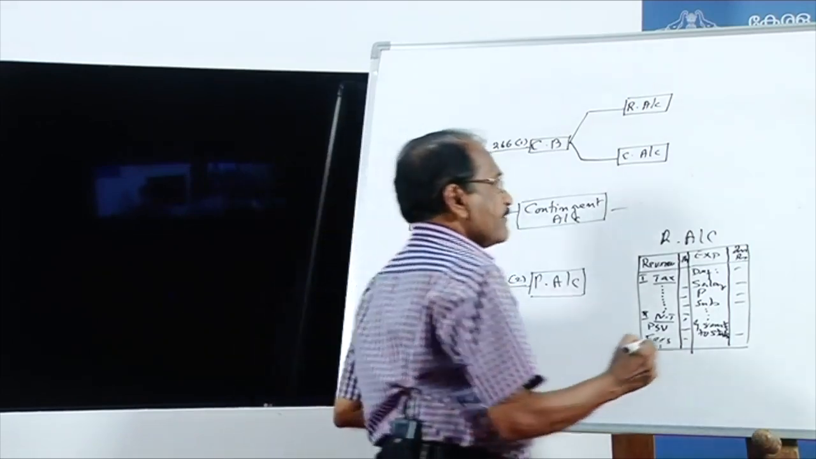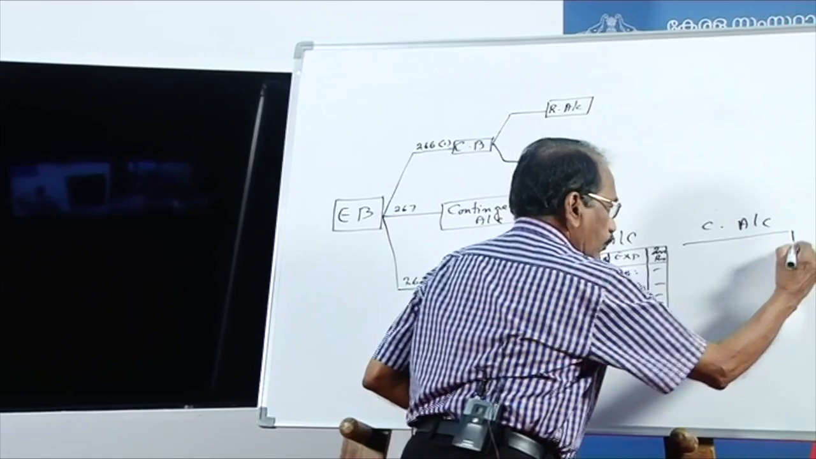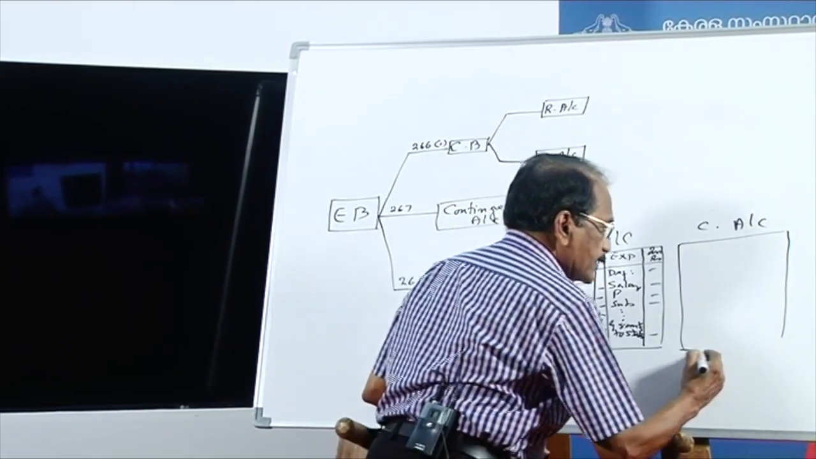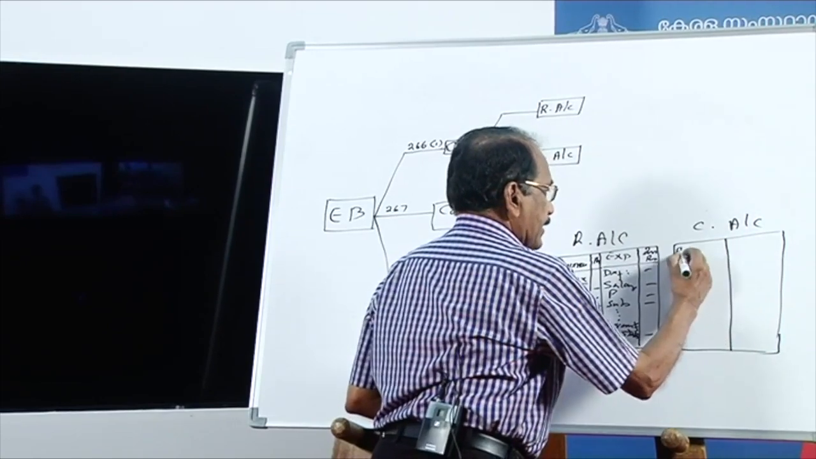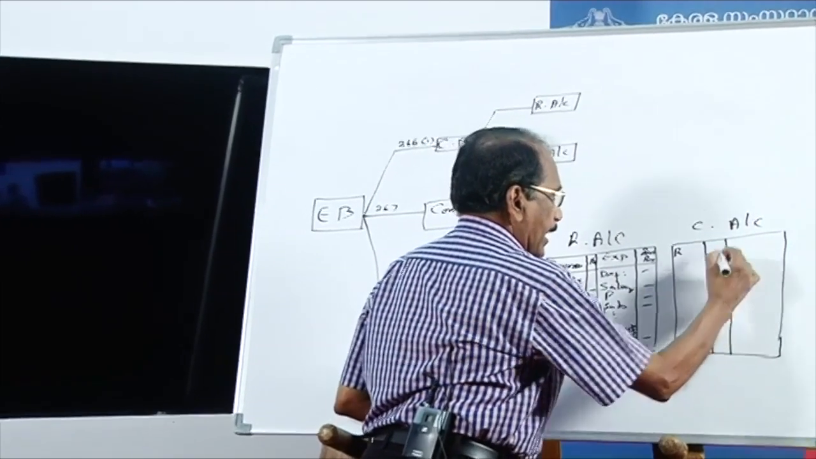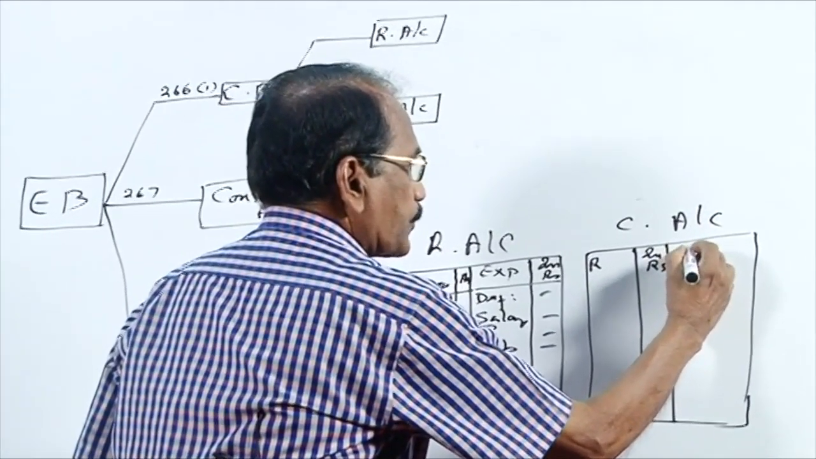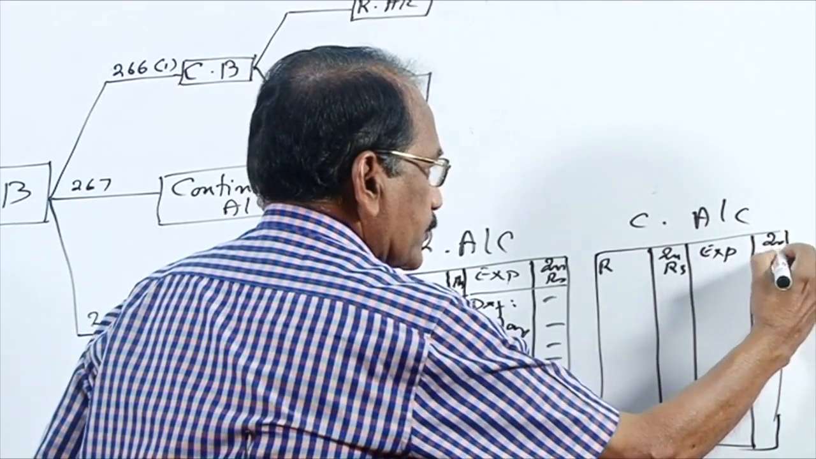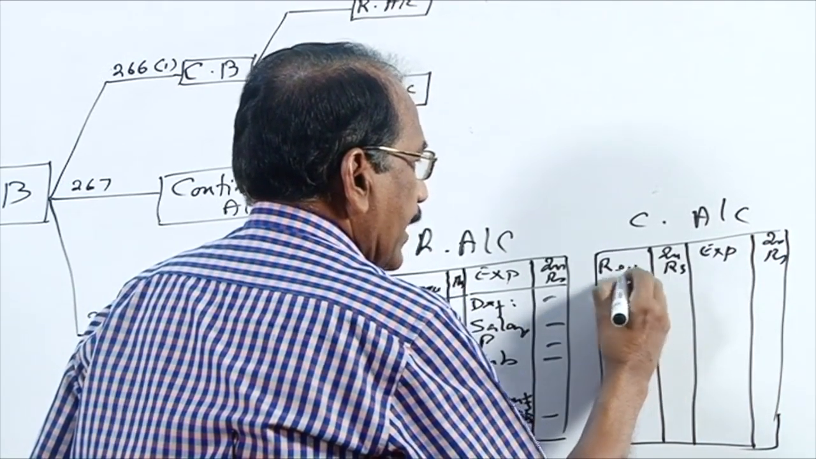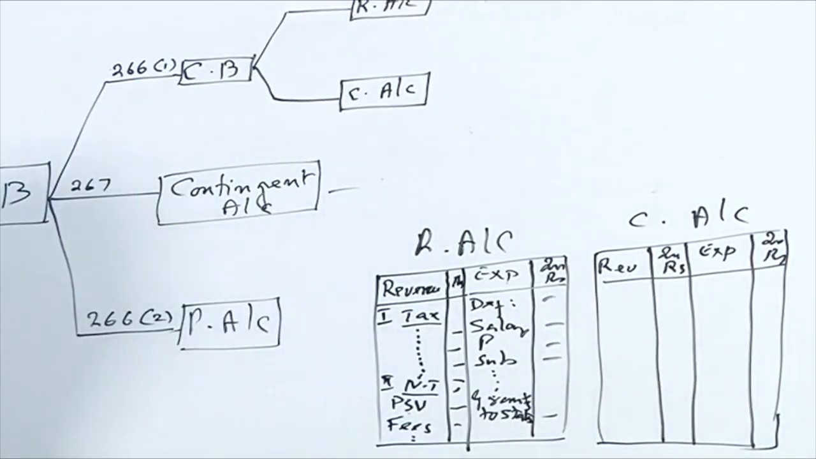Similarly, we are preparing the next, the capital account. There also, you see, the capital account also consists of two heads, two columns. Revenue in rupees, expenditure in rupees. Revenue as well as expenditure in the capital account.